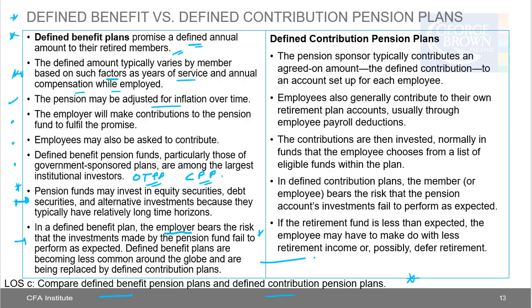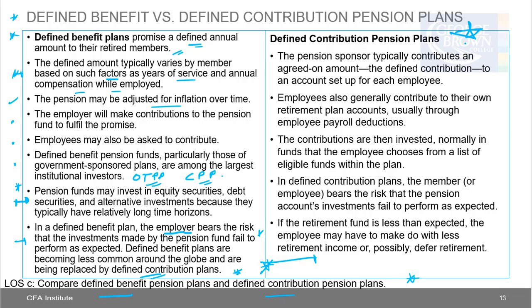We can start from the bottom and work our way back up. When we move over to the defined contribution pension plans, it's the employee that bears the risk. That's one of the key differences, and it often gets tested even at CFA level one. The key thing to understand is that in a defined benefit pension plan, they're promising to pay you a defined annual benefit, and the amount depends on years of service, annual compensation, etc. And it's the employer that's bearing the risk. Defined benefit plans are becoming less common around the globe and are being replaced by defined contribution plans.